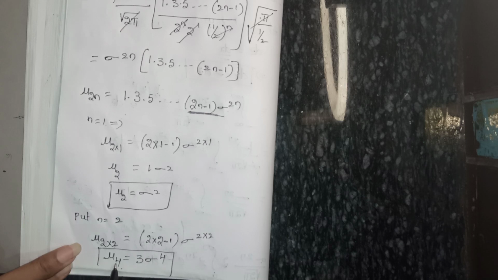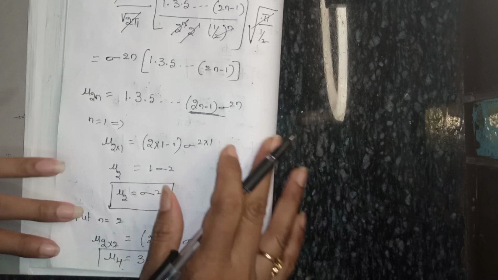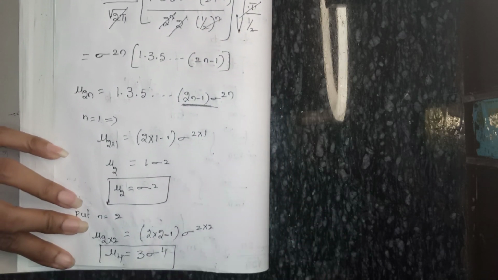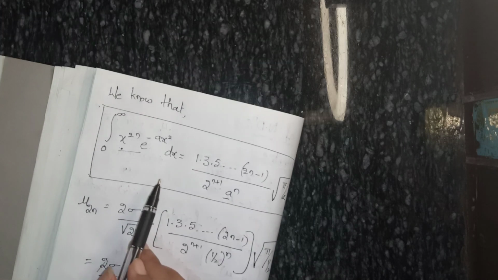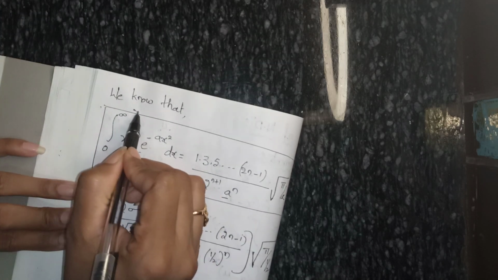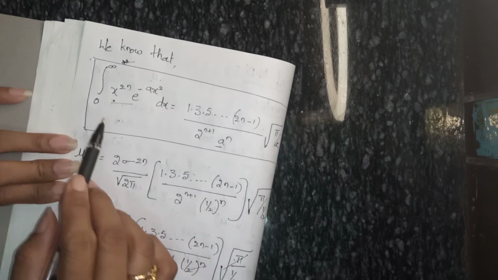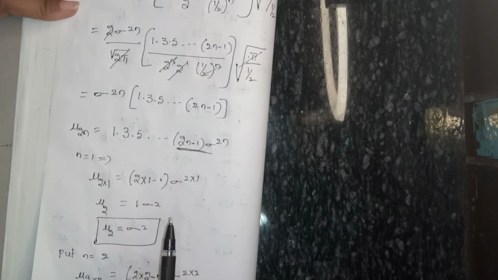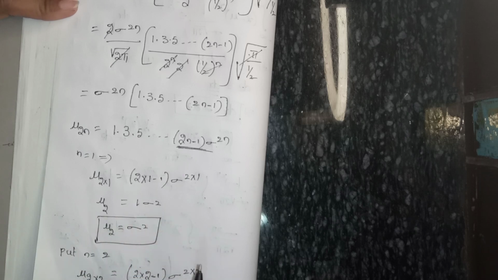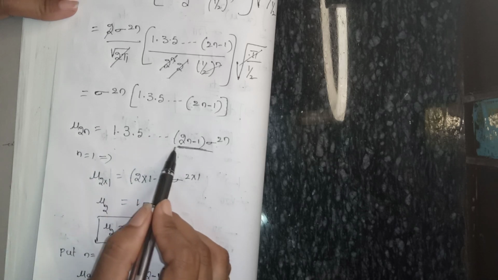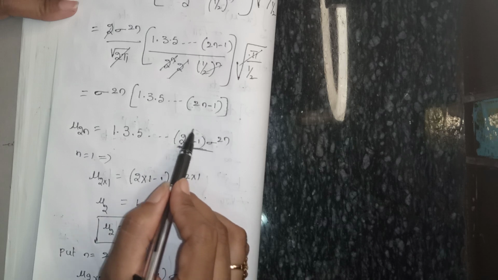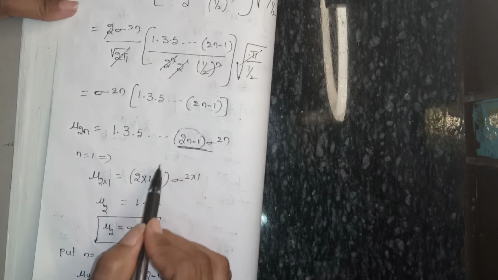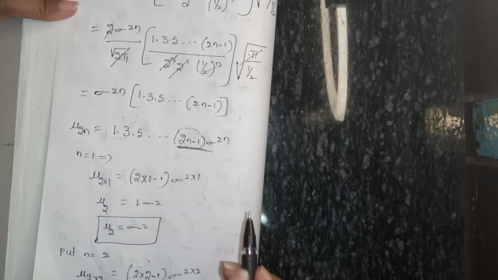So I hope you all understand about the even moments of the normal distribution. You have to remember this formula. This formula is very important. If you don't understand, watch this video once again so that you will understand. Here no need of considering all those terms. You just consider this term itself. In this term only we have to keep.